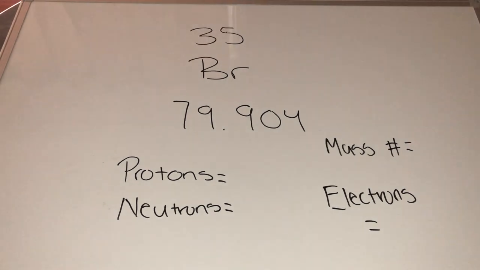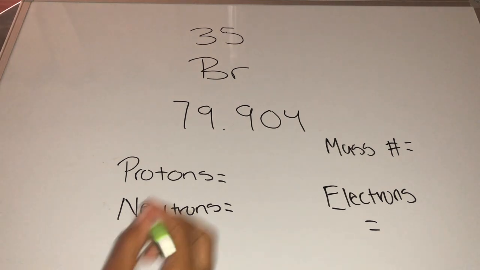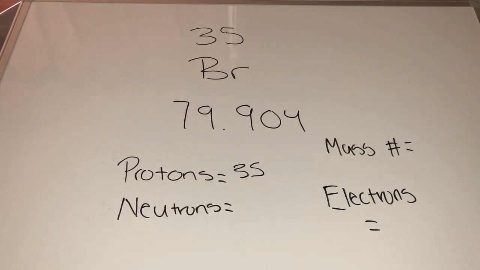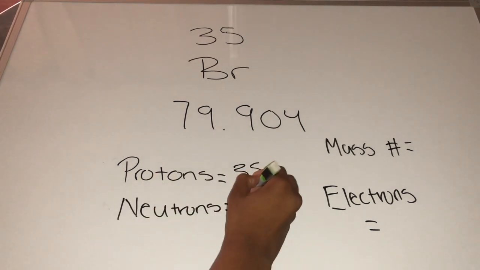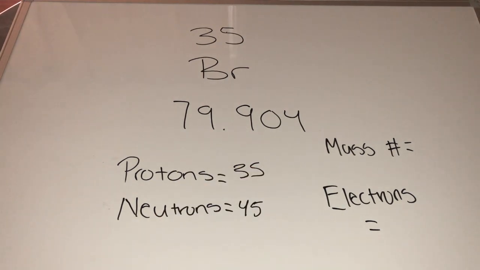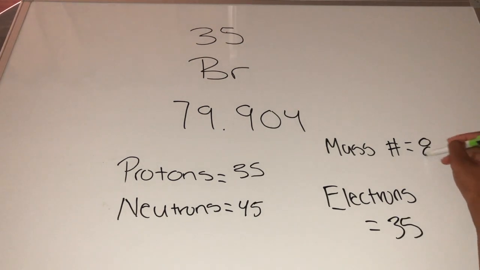All right, so I hope this was easy for you. So our protons should equal 35. Our neutrons should equal 45. Our electrons should equal 35 because it's a neutral element. And for the mass number, you should have gotten 80. So I hope you got these answers.